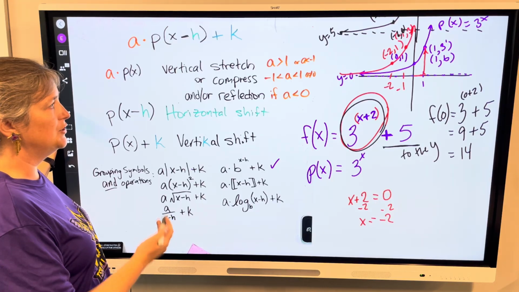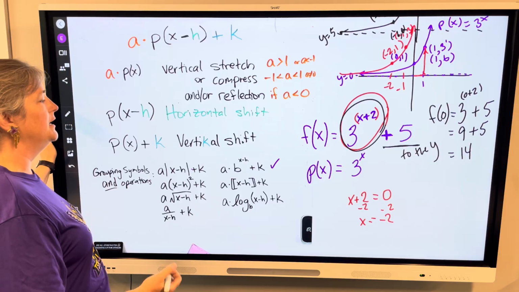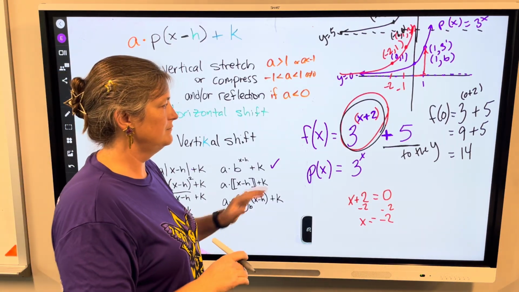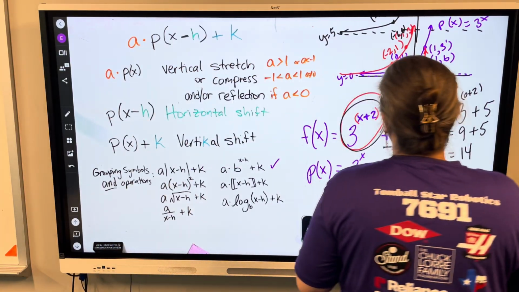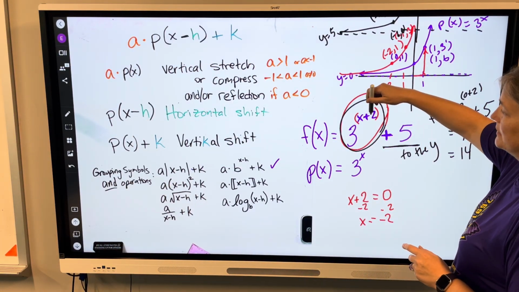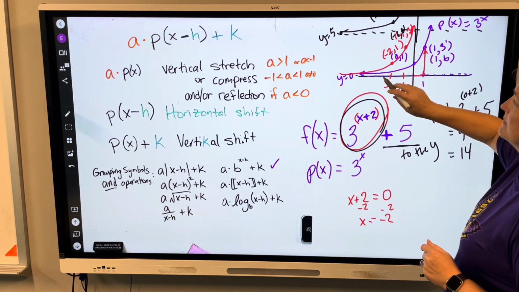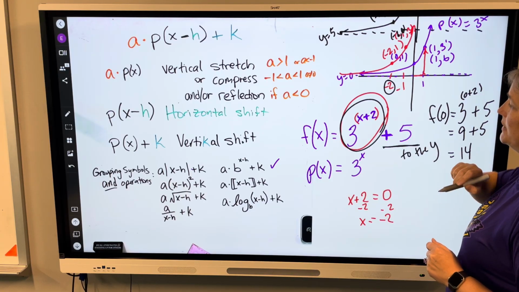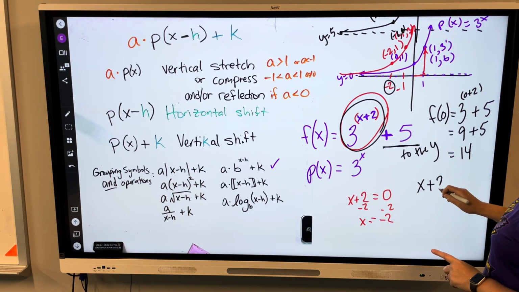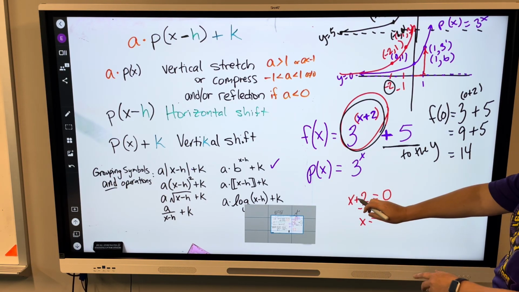So now I need to know how to pull that information from the graph in order to generate the function itself. Again, we can look at this x plus 2 and say that is a shift to the left by 2 because my new 0 will be here. I want to show you something. X plus 2 equals 0. Oh, I just did that. Sorry. I'm showing you what's already here.